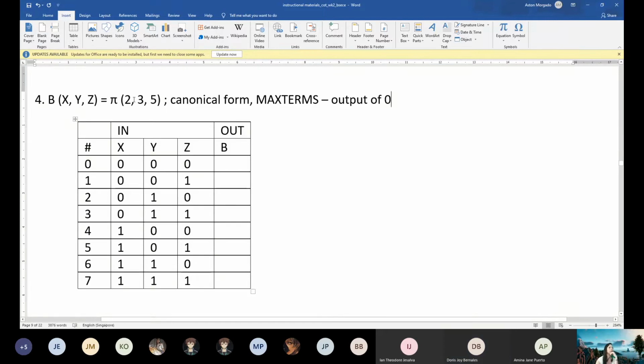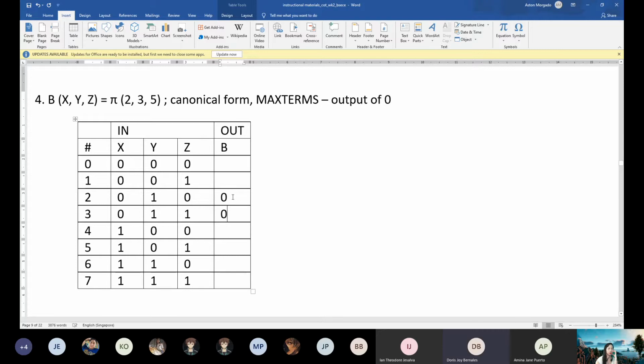So meaning with these maxterms, what will be our output for maxterms 2, 3, and 5? Zero. Okay, so we shall have 0 here.